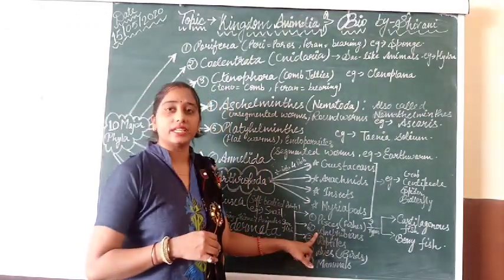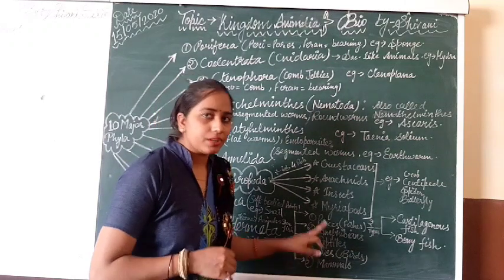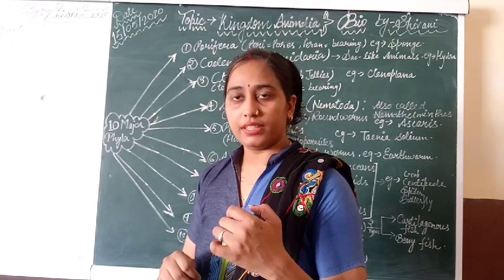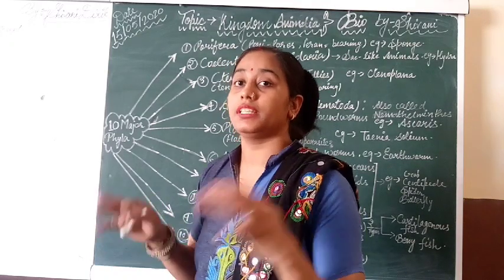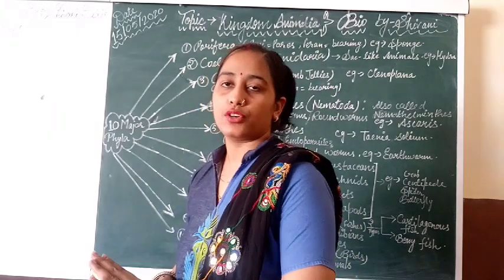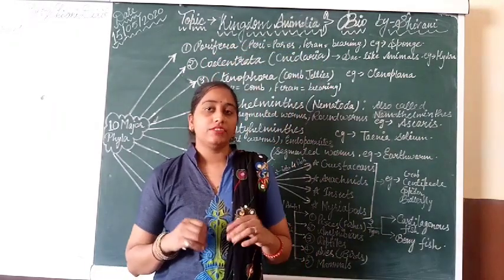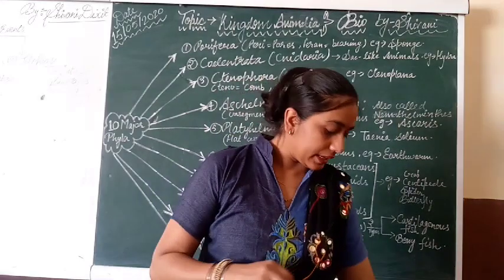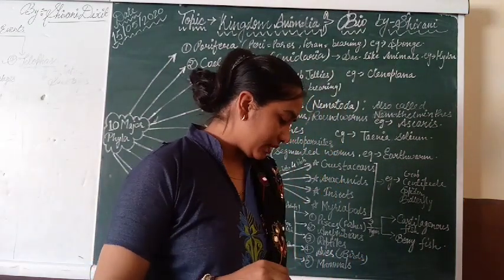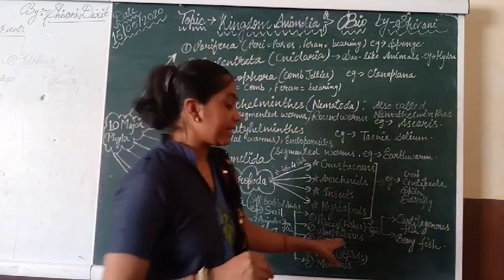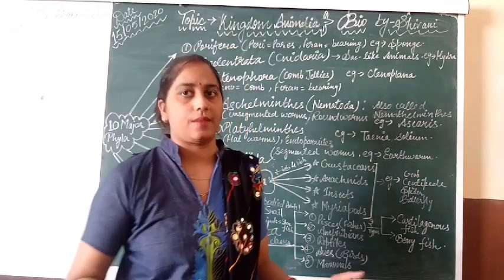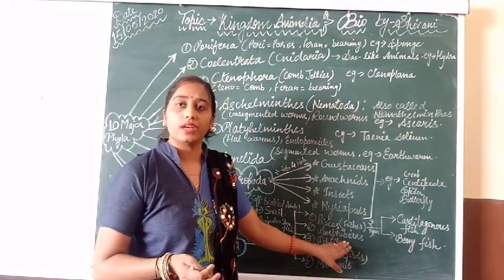Moving towards the next part, that is amphibians. As the meaning itself says, amphibians are the types of animals which have the capacity to live under the water as well as over the land. Good examples of amphibians, which sometimes we have seen, are salamander, frog, toad, etc. Right? These are the examples of amphibians.